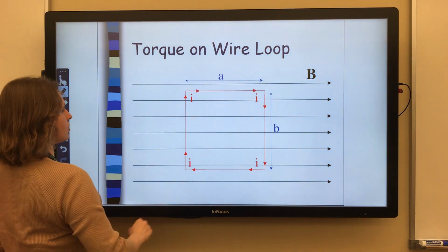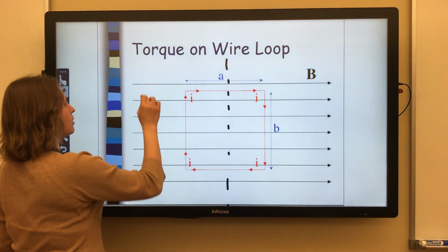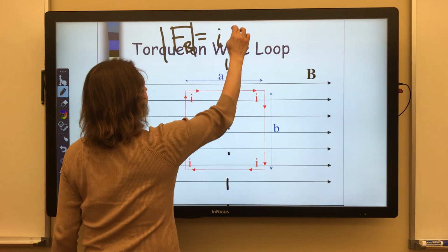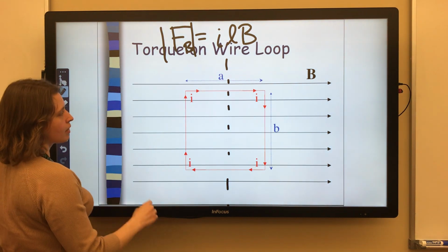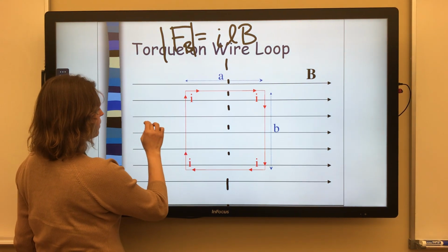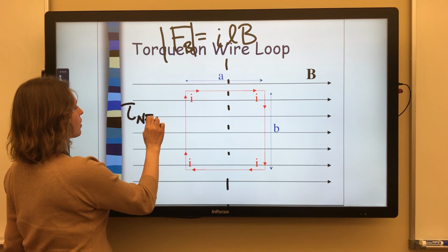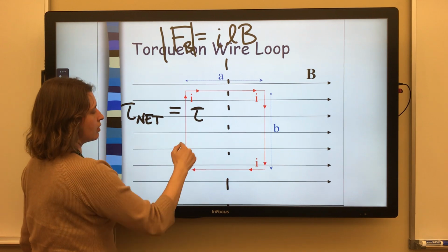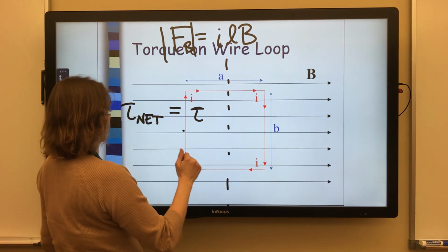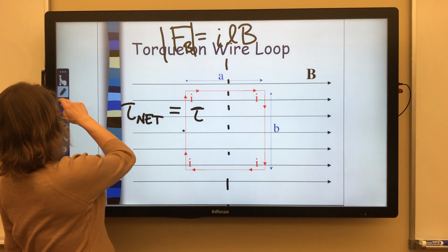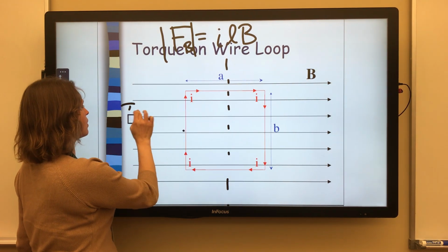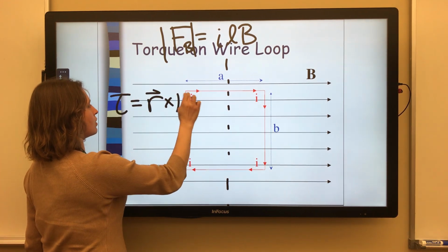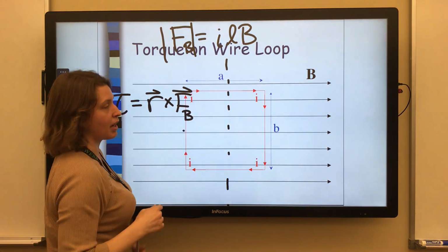So I'm going to clear this all out. Okay, remember that the magnitude of the magnetic force is I, L, B. So if I want to figure out the net torque on this, that'll equal the torque generated from this side plus the torque generated from that side. Let's back up here. And torque, if you remember from mechanics, is R crossed with the force. In this case, it's going to be the magnetic force.